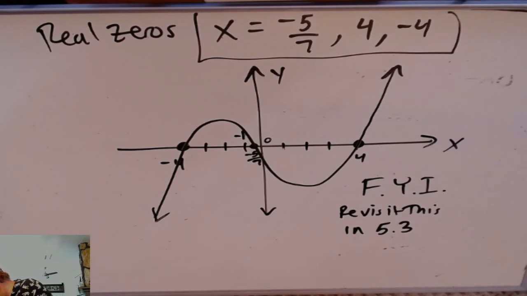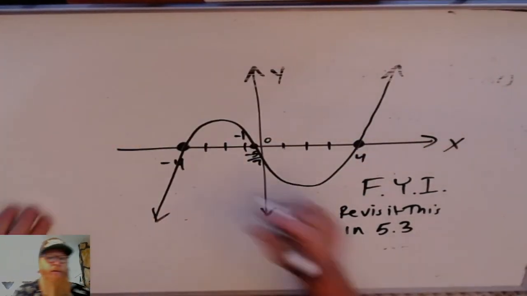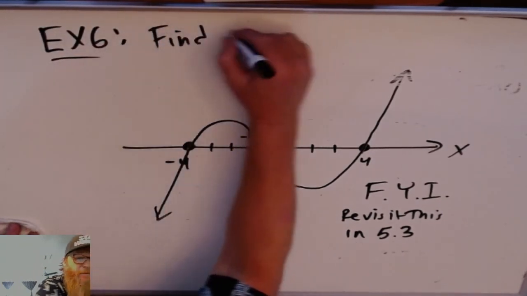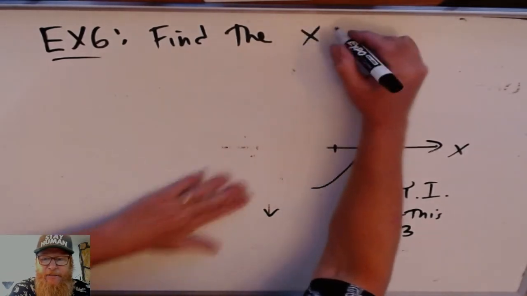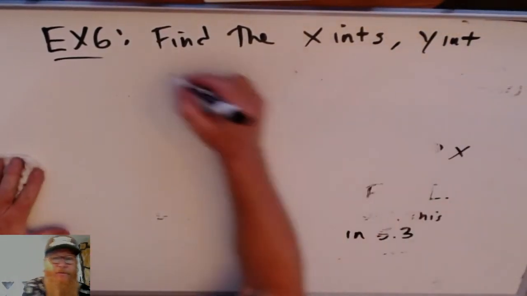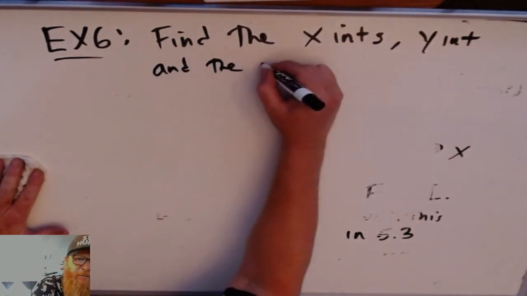Okay, I think I have time for one more. Let's do one more. Let's do example 6. Find the x-intercepts, the y-intercept, and the end behavior.